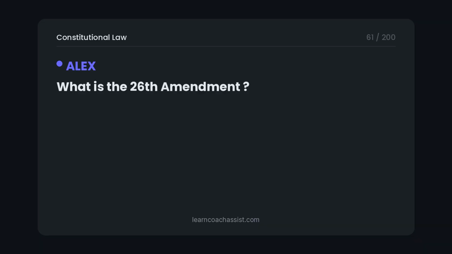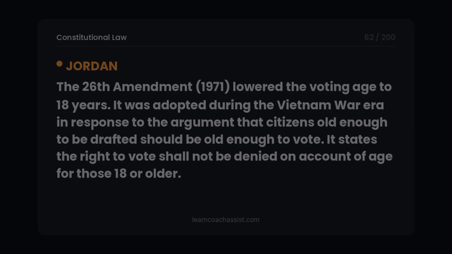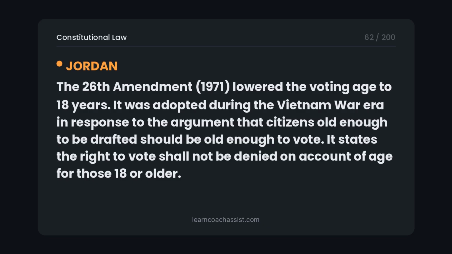What is the 26th Amendment? The 26th Amendment, 1971, lowered the voting age to 18 years. It was adopted during the Vietnam War era in response to the argument that citizens old enough to be drafted should be old enough to vote. It states the right to vote shall not be denied on account of age for those 18 or older.